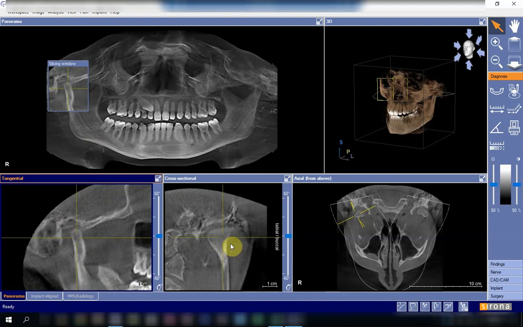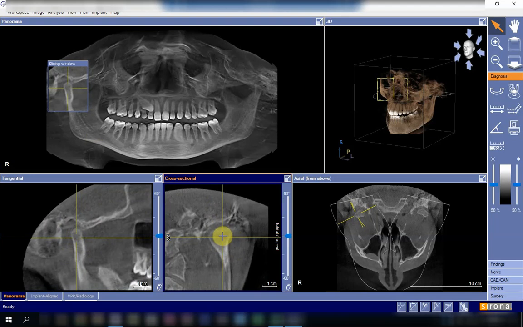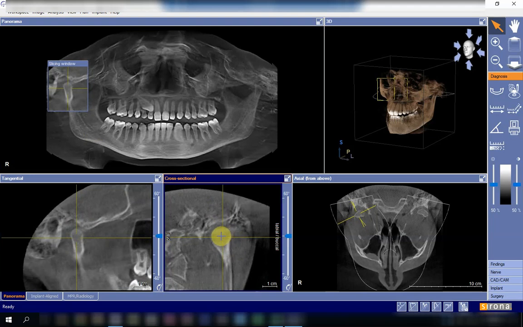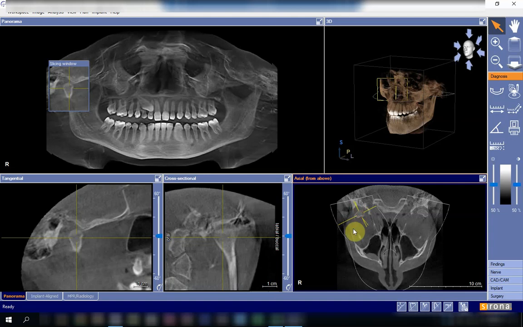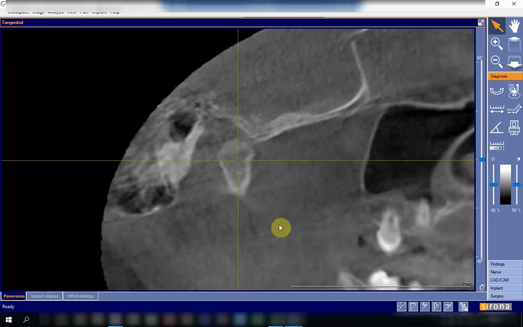Here, in the coronal view, I will drag it again to the central part of the condyle. This is 2D in a coronal view, and this is the top view of the condyle. Again, I'll try to keep all the cursors crossed in the center.